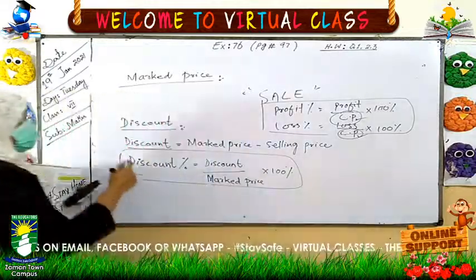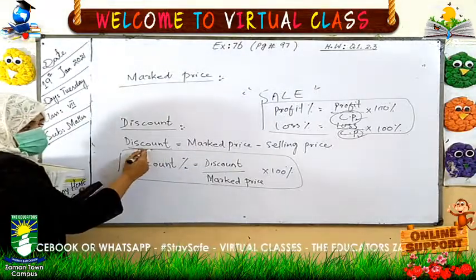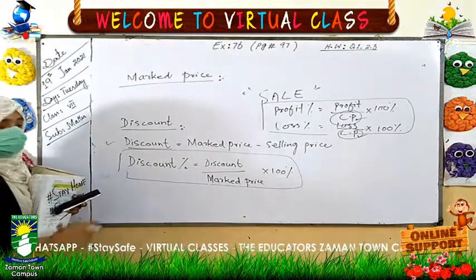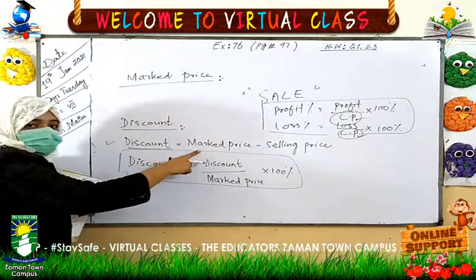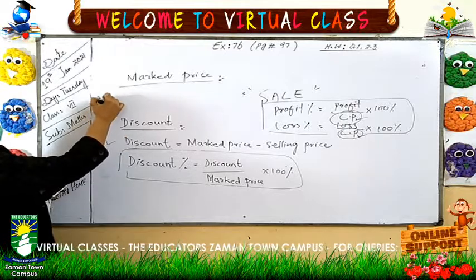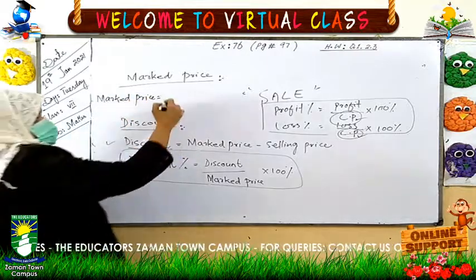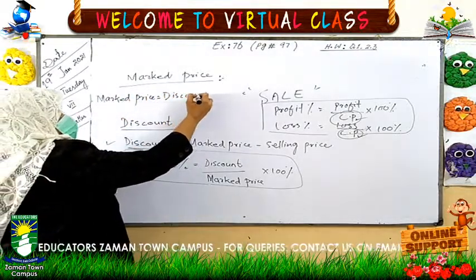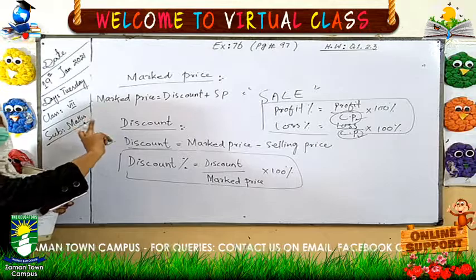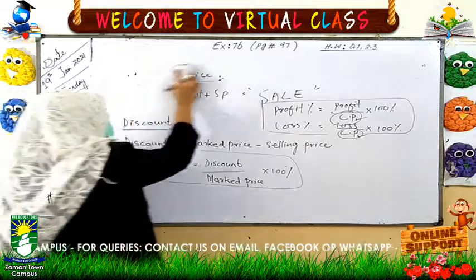Now move on to your question. If we have to find the mark price, then what will be our formula? We have the formula: discount is equal to mark price minus selling price. We will use this formula for finding the discount. And if we have to find the mark price, then the minus selling price, when it comes over here, will change into plus. So the formula for the mark price will be mark price is equal to discount plus selling price. Get it? Now, come to your question number 2 and 3.